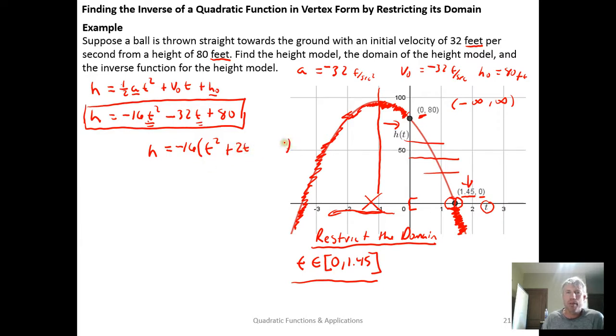And I'm going to leave some space and put my plus 80 right here. And we can verify by distribution that we've done this correctly. Negative 16 times t squared is negative 16t squared. Negative 16 times positive 2 is negative 32t, so we get back what we started with.